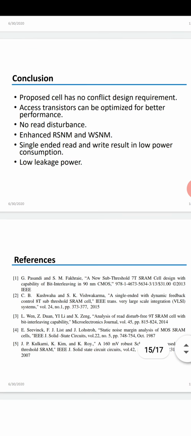This is the conclusion. So the conclusion is that our cell has no conflicting design requirement, access transistors can be optimized for better performance, no read disturbance, enhanced RSNM and WSNM, single-ended read and write results in low power consumption and low leakage power.